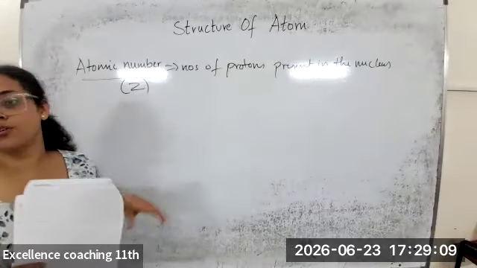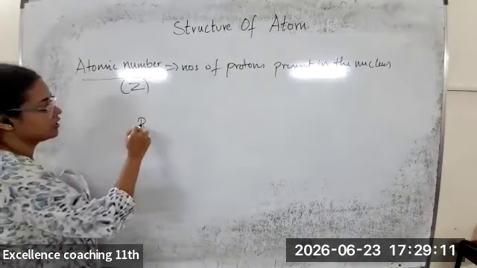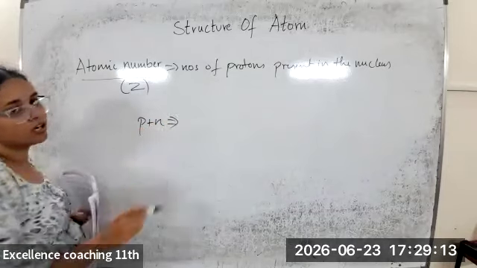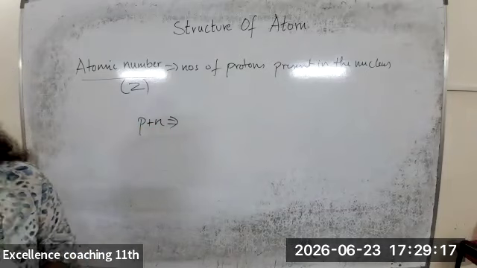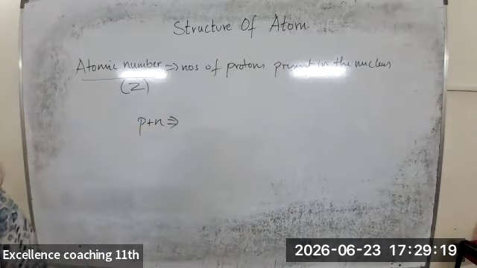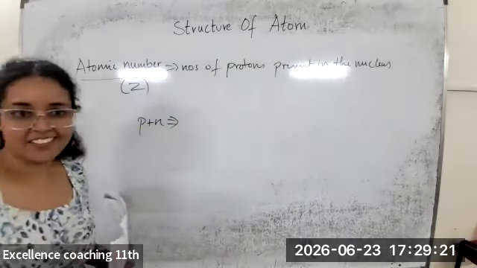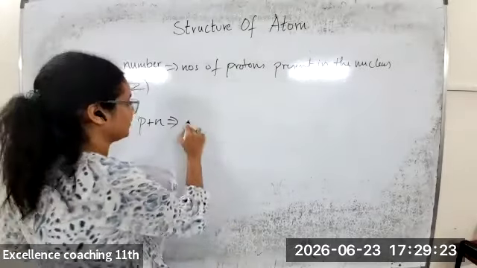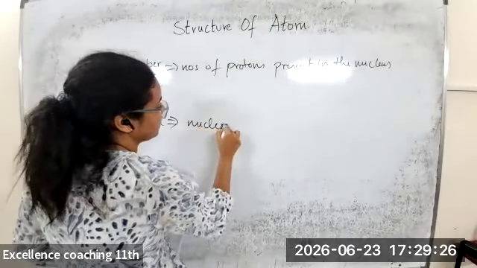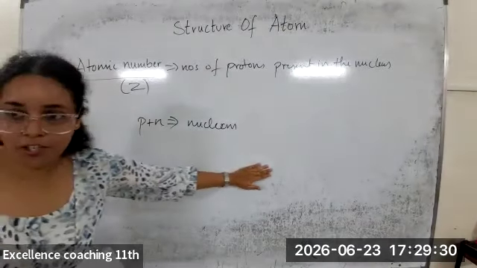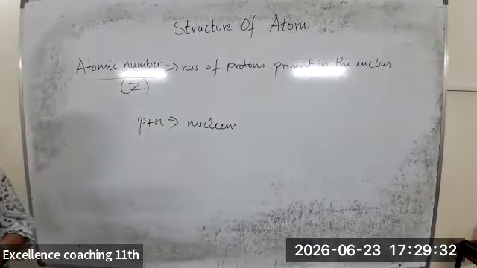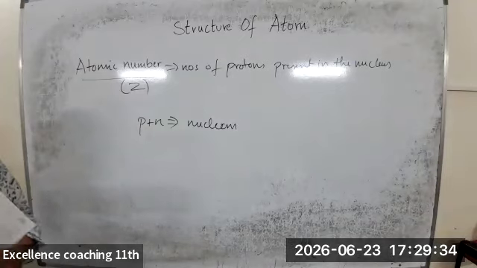Another term, do you all know, when you have protons and neutrons together, it is called nucleons. When you have protons and neutrons together, it is called nucleons. So this was about the atomic number.